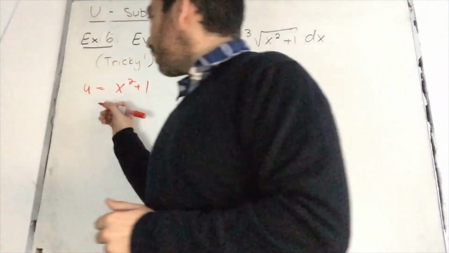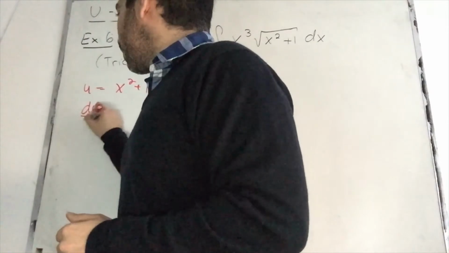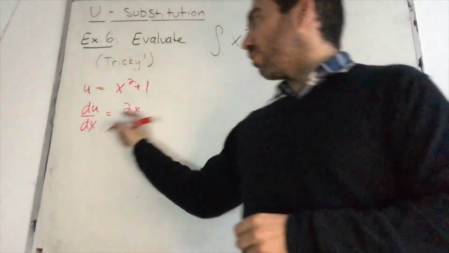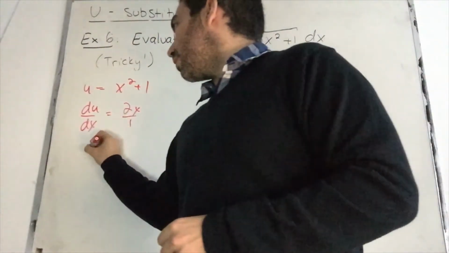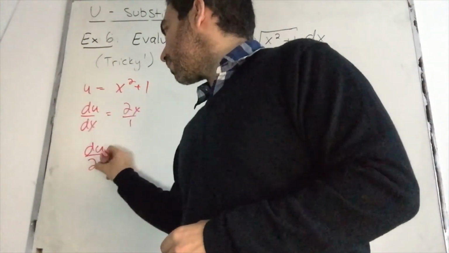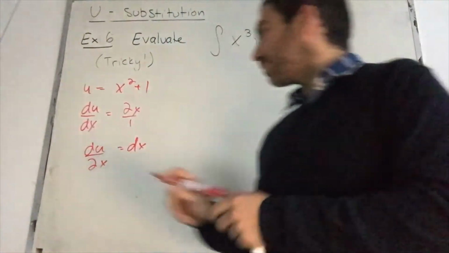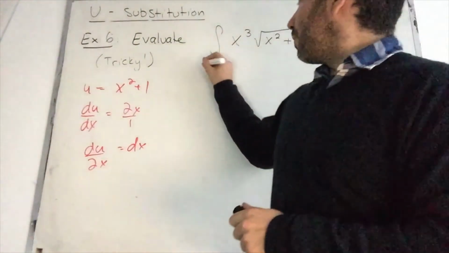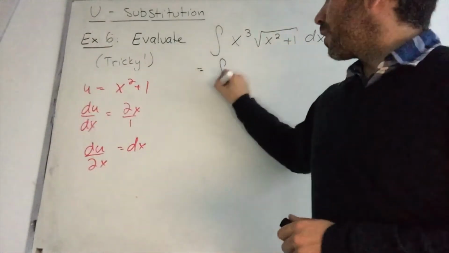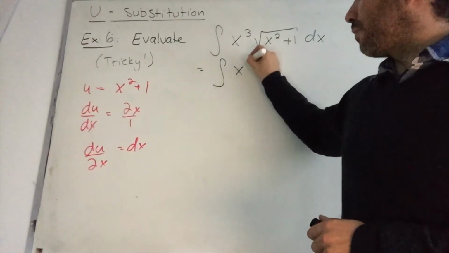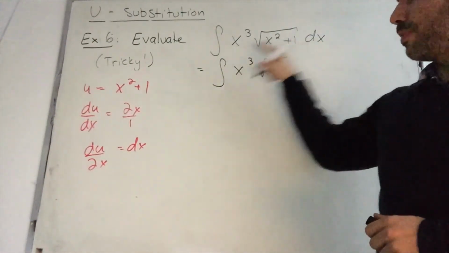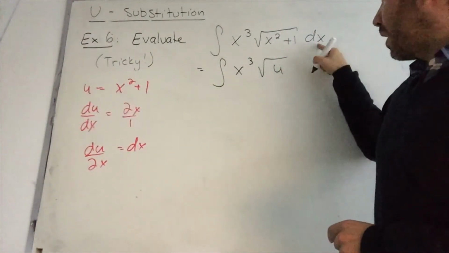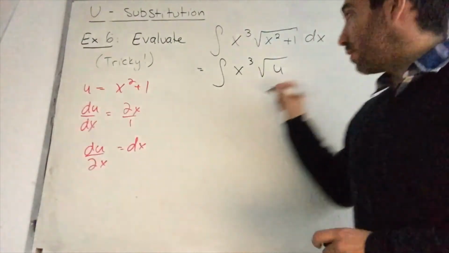If we take the derivative with respect to x, you get 2x. Solving for dx by cross multiplying, you get du over 2x equals dx. Let's substitute what we know. x cubed, there's nothing we could do. We have to leave it. And inside the root, x squared plus 1, we're substituting it with u. And dx, we know it's equal to du over 2x. So let's go ahead and do that.